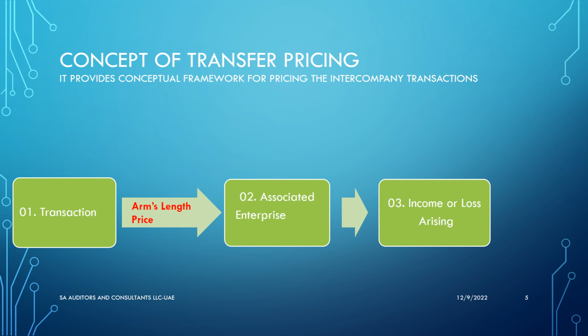The concept of transfer pricing provides a conceptual framework for pricing intercompany transactions. First of all, there should be a transaction. At what price? At arm's length price. What is arm's length price? We will discuss that in coming slides. With whom? With associated enterprises, related parties, group companies. What should be the result? There will be income or loss; both can happen.